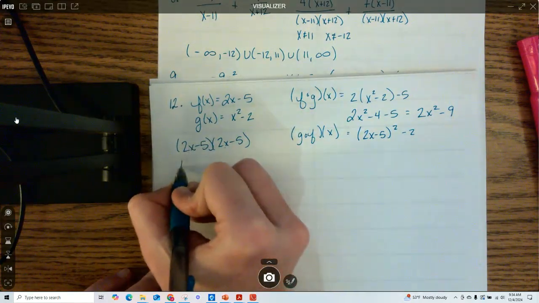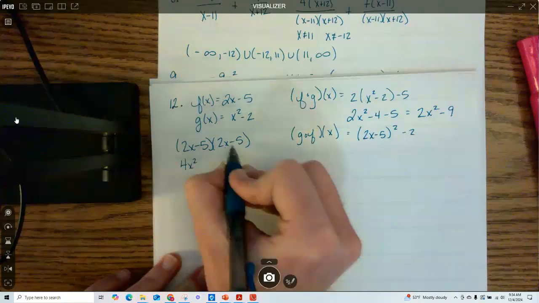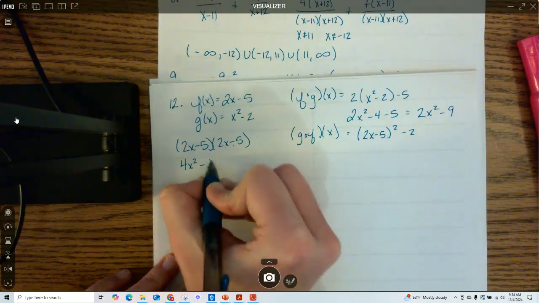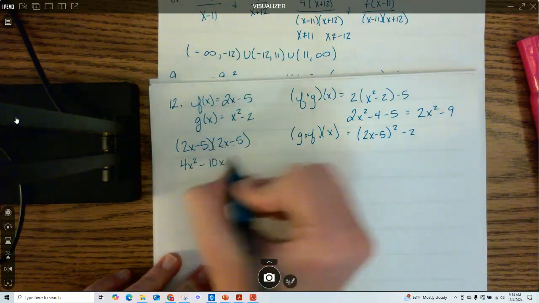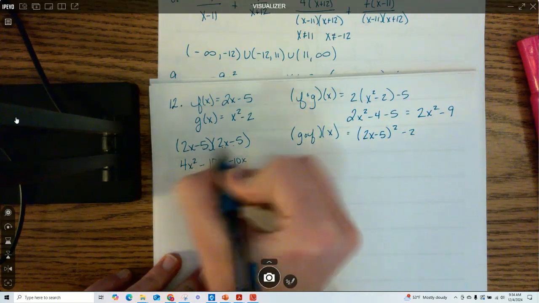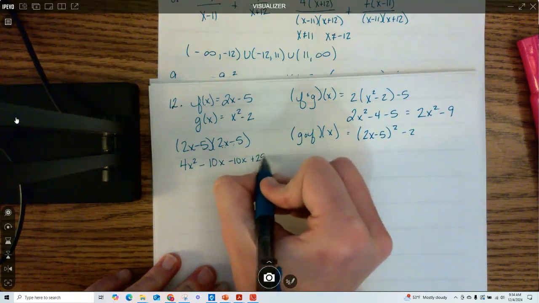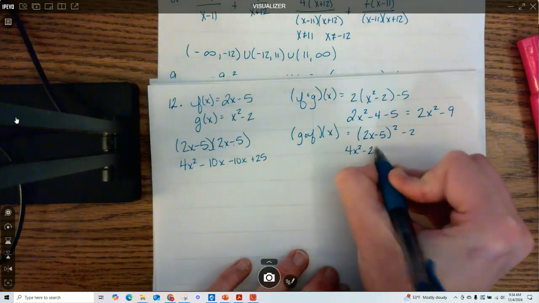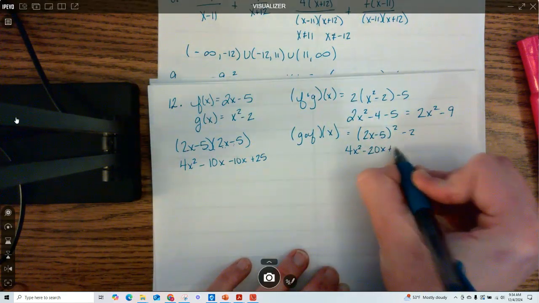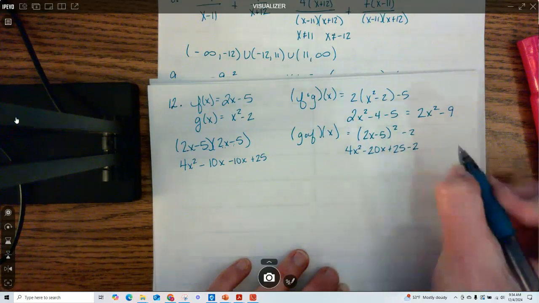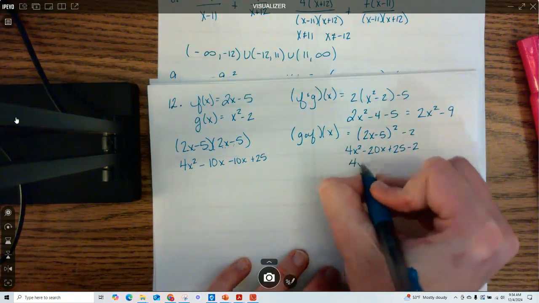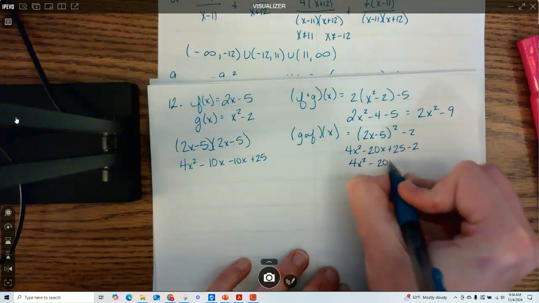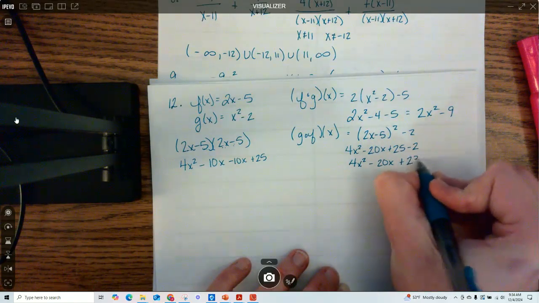So 2x times 2x is 4x squared. 2x times negative 5 is negative 10x. Negative 5 times 2x is negative 10x. Negative 5 times negative 5 is a positive 25. So this would be 4x squared minus 20x plus 25 minus 2, which would be 4x squared minus 20x plus 23.